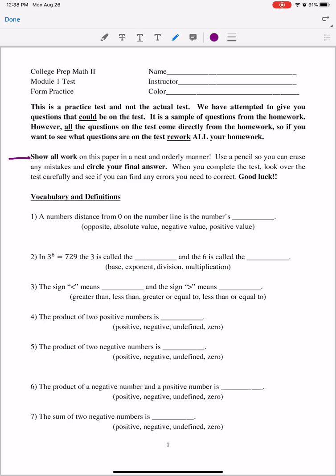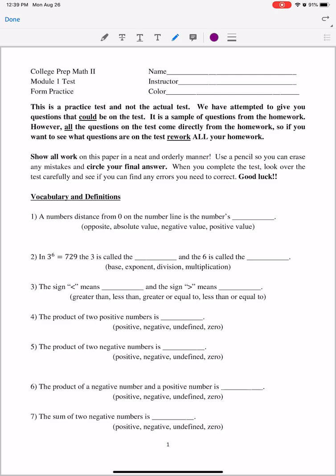The instructions for this review say to show all work on this paper in a neat and orderly manner. Use a pencil so that you may erase any mistakes and circle your final answer. When you complete the test, look over the test carefully and see if you have any errors you need to correct. Good luck. So that's the instructions you're going to see on your test. But this is going to start off with some vocab and definitions.